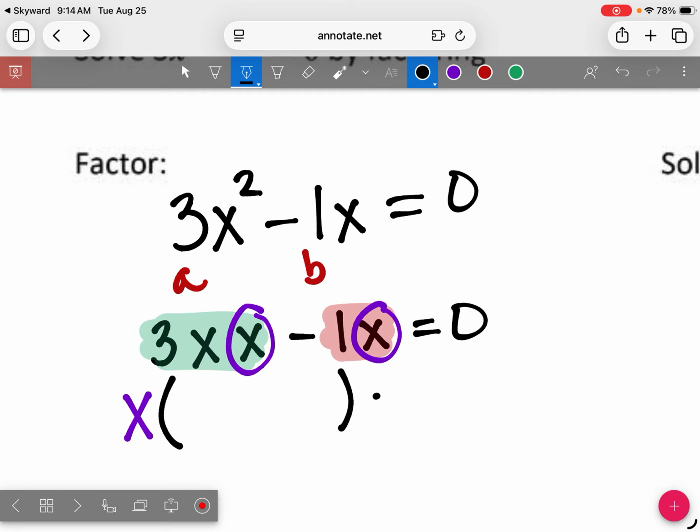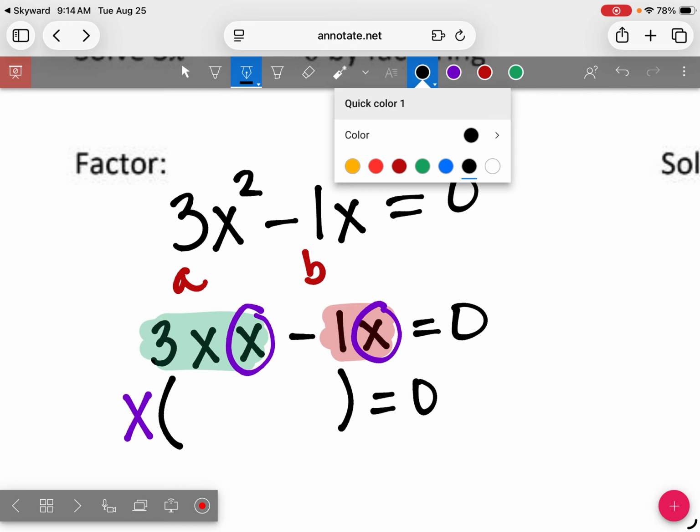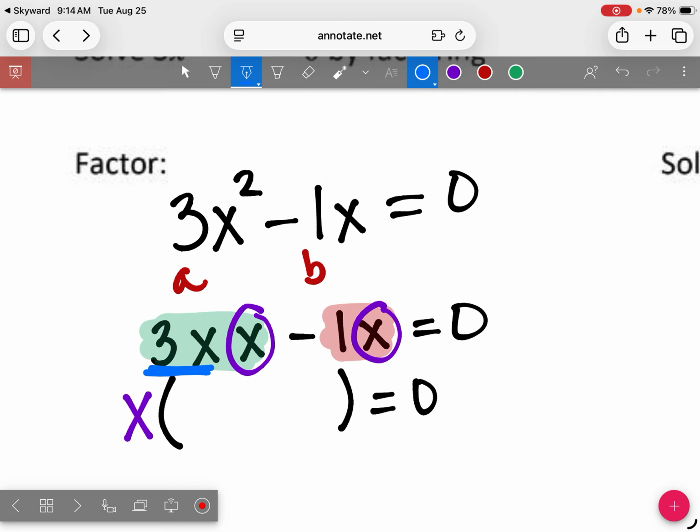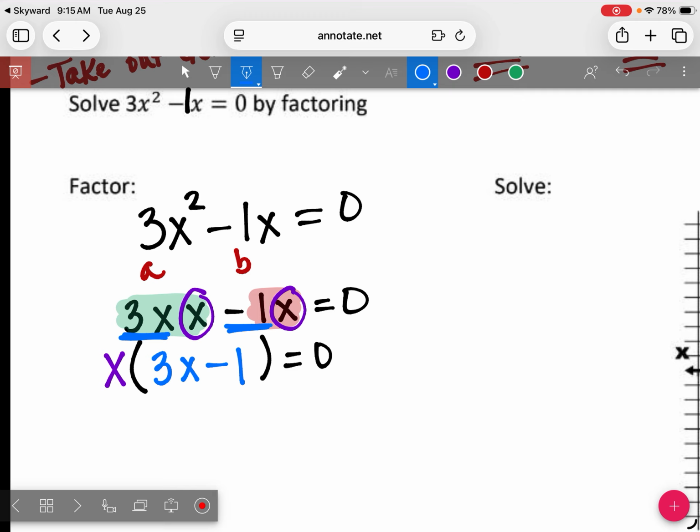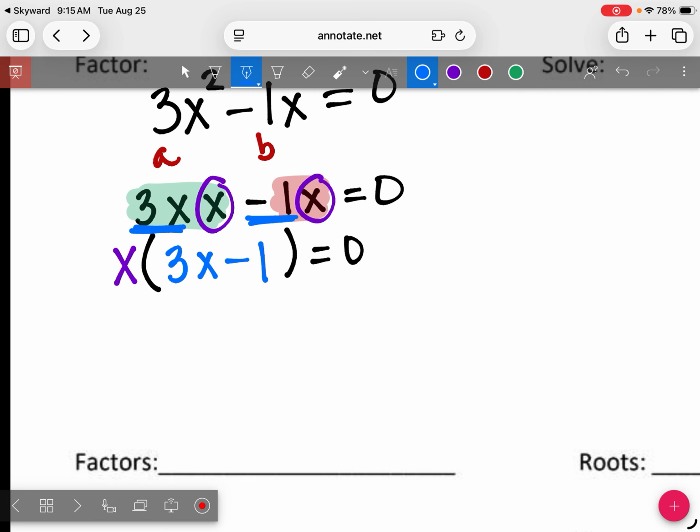Inside of my parentheses, I'm going to put what I have left. And what I have left over is 3x and minus 1. So we're putting them together. So that would be my factors. So right here where it says factors, let's just write that. That's your factors.